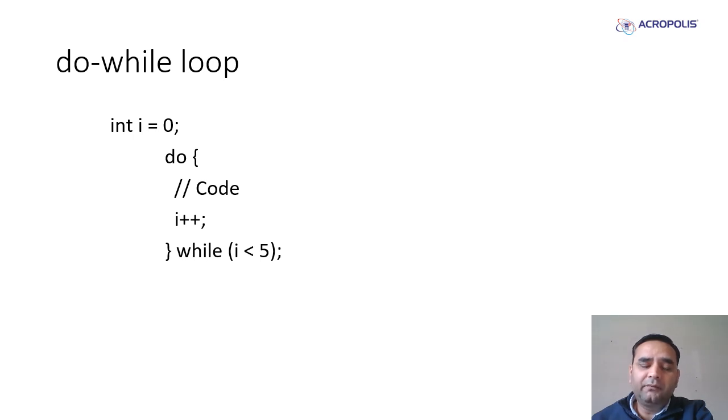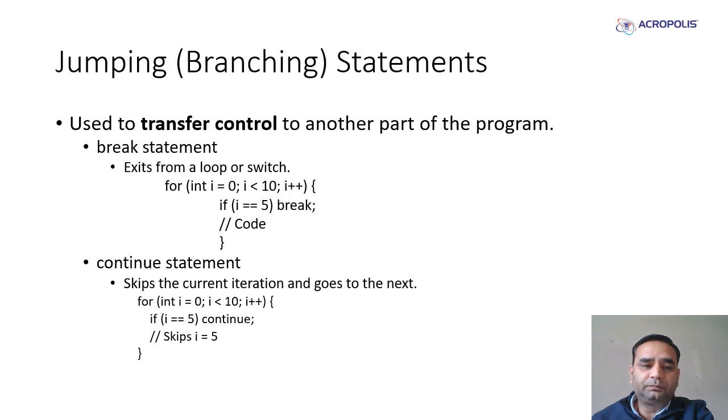So we have a code, then we have increment or decrement, and after that we have to check the condition. Okay, so the code within do will be executed at least once. So this is the do while loop.